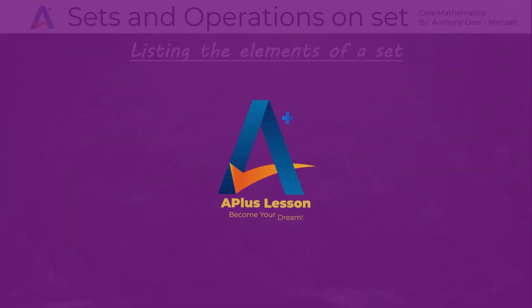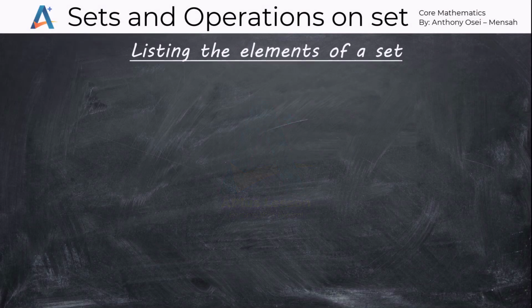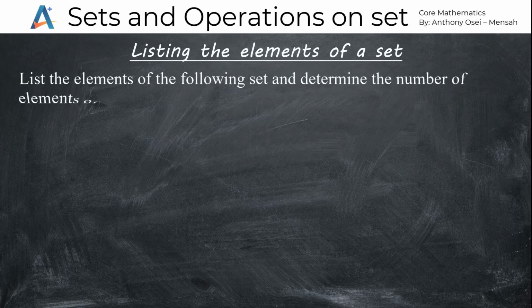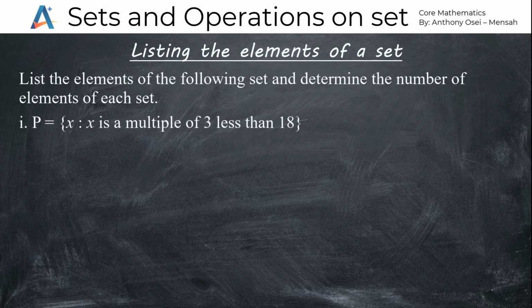Now that we have been given a fair idea of the special set of numbers under sets and operations of sets, we want to now go ahead and see how we can list them in terms of question. Now the question here says, list the elements in the following set and determine the number of elements of each set. And P is equal to X such that X is equal to multiples of 3 less than 18.